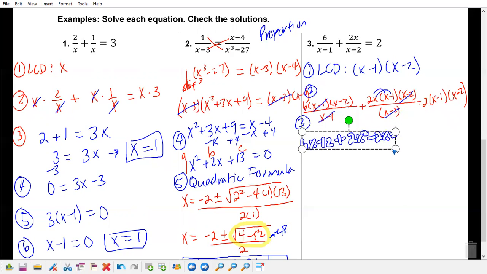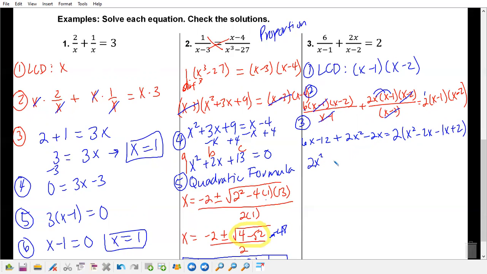Scoot it over a little bit. All right. So I'm going to distribute or FOIL first. Let's FOIL first. So 2 times x squared minus 2x minus 1x plus 2. And I'm going to keep going. So I have 6x and negative 2x make 4x. So I have 2x squared plus 4x minus 12 equals 2x squared minus 6x plus 4.